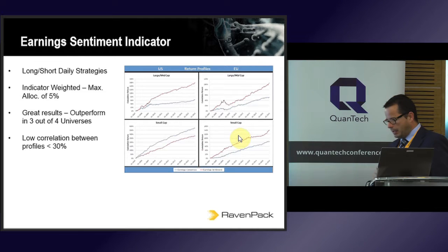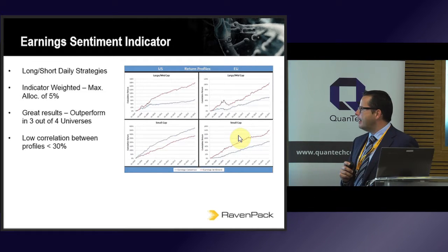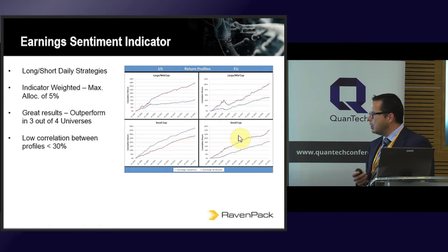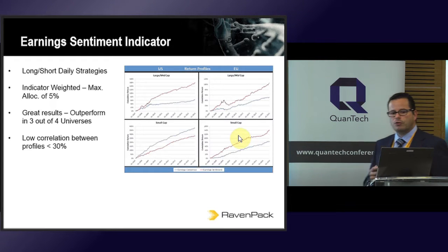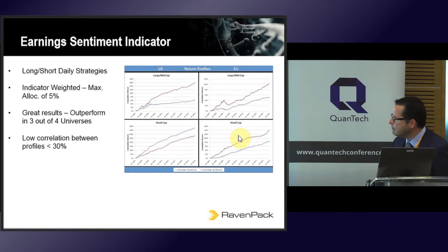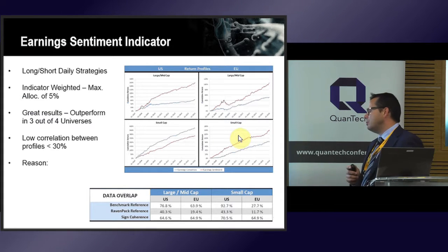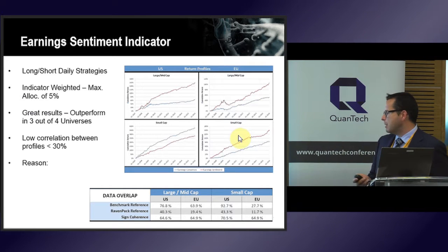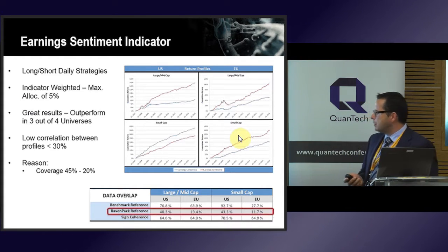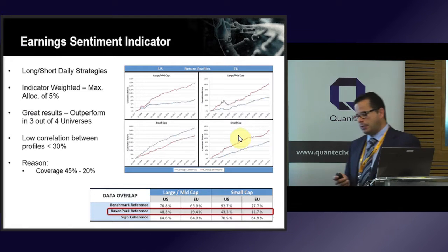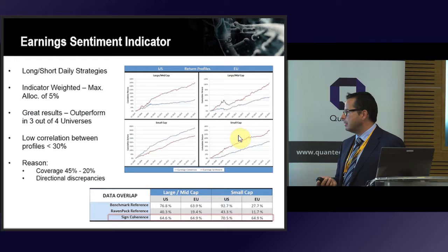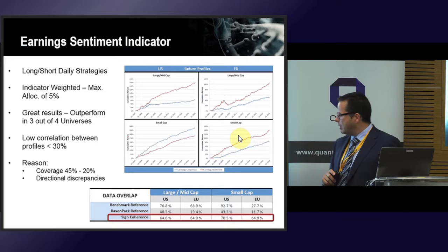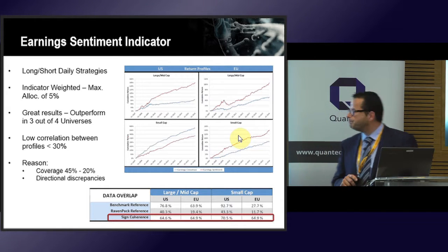Another interesting thing is that we find a low correlation between the standard database and the information that we are providing. So this definitely opens the door to actually combining the information. The reason behind this low correlation might be the different coverage that we provide compared to the benchmark. We provide broader coverage, and another explanation might be the directional discrepancies, as we are only in the same direction around 70% of the time.